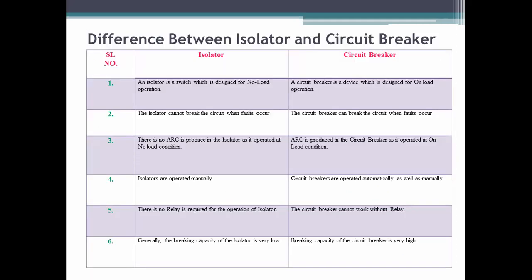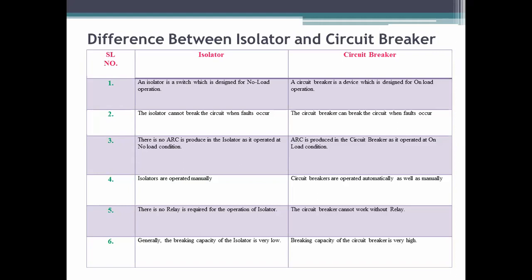Okay, now there is some difference between this isolator and circuit breaker. So first difference is an isolator is a switch which is designed for no load operation, right? Means there should not be any load connected to the system, then this isolator can operate. Then circuit breaker is a device which is designed for on load operation, but circuit breaker can operate even if the load is connected to the system.